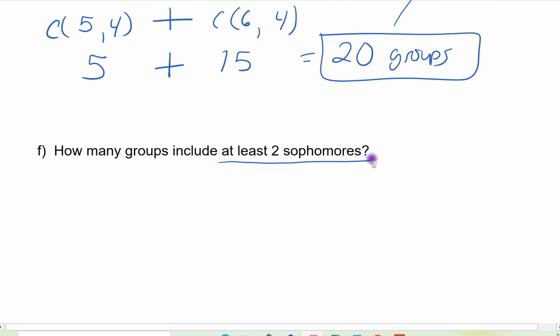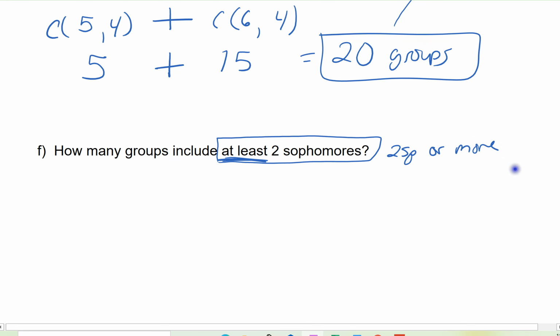Alright, there's that "at least" phrase I said you're going to have to get used to in this class. We want at least 2 sophomores. So that's a minimum. I want 2 sophomores or more.